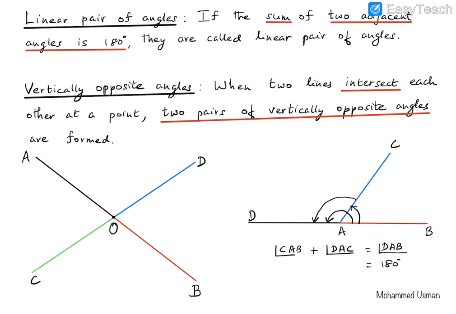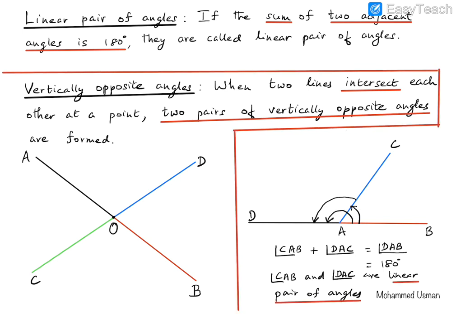So we say in this case, angle CAB and angle DAC are a linear pair of angles. So we have this definition for a linear pair of angles. They are nothing but adjacent angles whose sum turns out to be exactly 180 degrees.